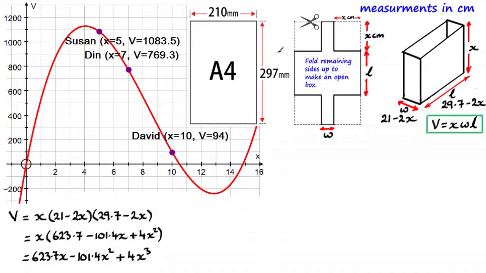Now, from the practical point of view, obviously x has to be a positive value, and it means that we're looking for a value of x in this region here. You can see the graph crosses the x-axis when v equals 0, and when it's factorized you can see that will be when x is equal to 21 divided by 2, 10.5. That's that point there. And this point here will be 29.7 divided by 2, when each of these factors is equal to 0.